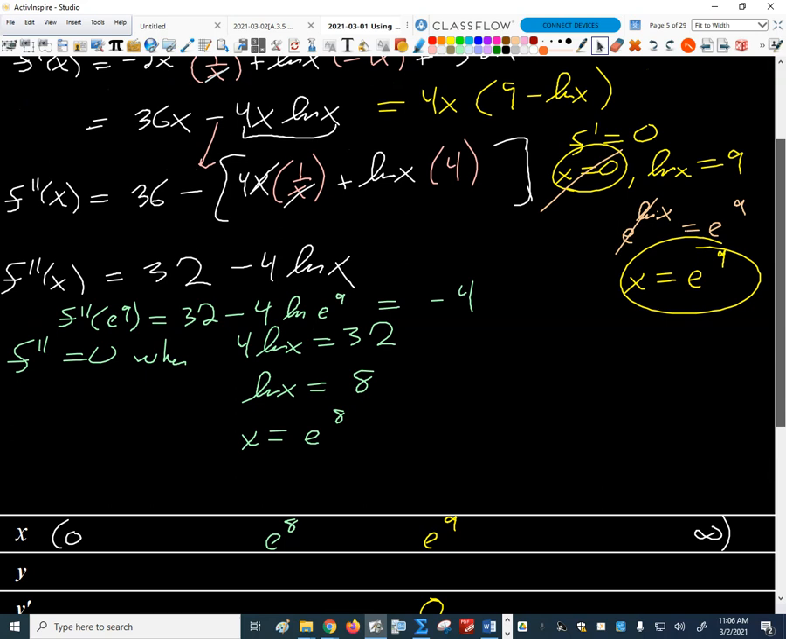Our second derivative, here it is right here. So actually, rather than pick something like 10, why don't I pick e to the 7th? Because I'm taking a natural log of that. That would make it a little bit easier, wouldn't it? Everybody see that? Because the natural log of e to the 7th would just be 7, right? Okay, so we'll pick a test point.